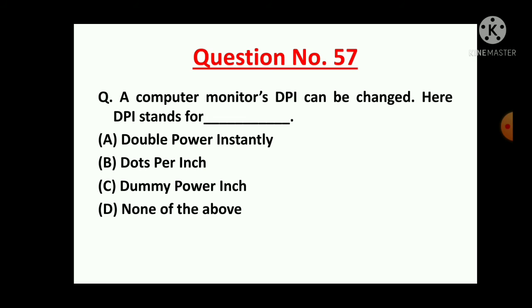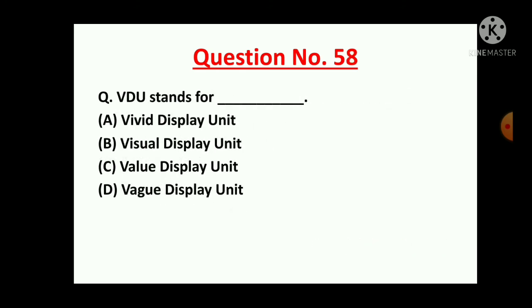Question number 57. A computer monitor's DPI can be changed. Here DPI stands for double power instantly, dots per inch, dummy power inch, none of the above. The correct answer is dots per inch. Moving to question number 58, VDU stands for Vivid Display Unit, Visual Display Unit, Value Display Unit and Vague Display Unit. The correct answer is Visual Display Unit.